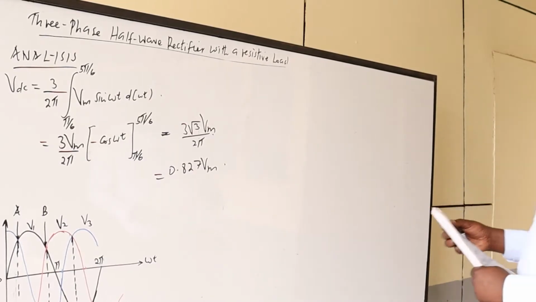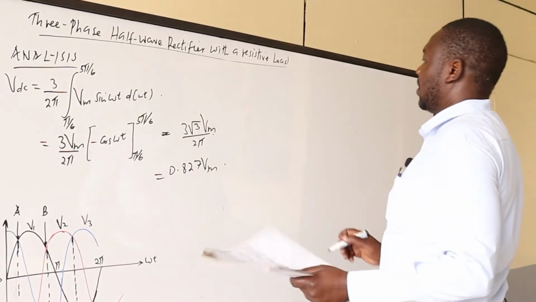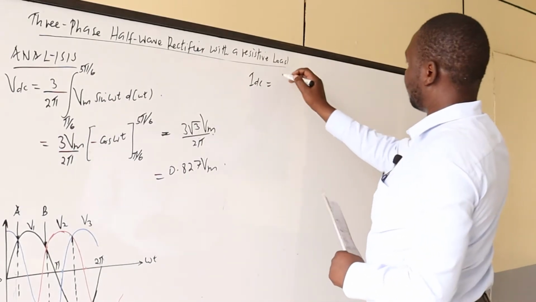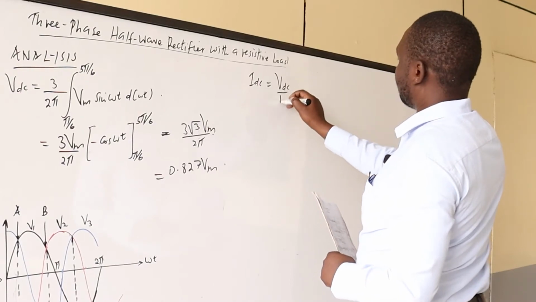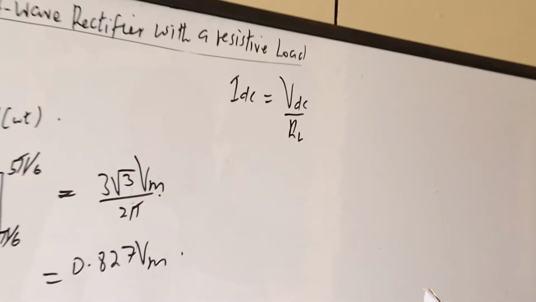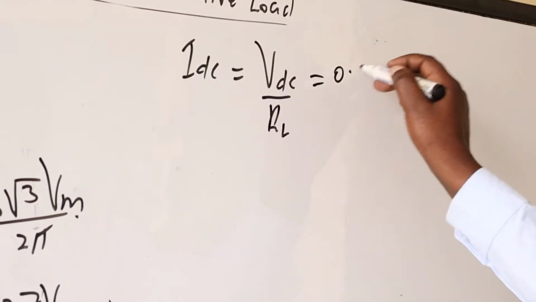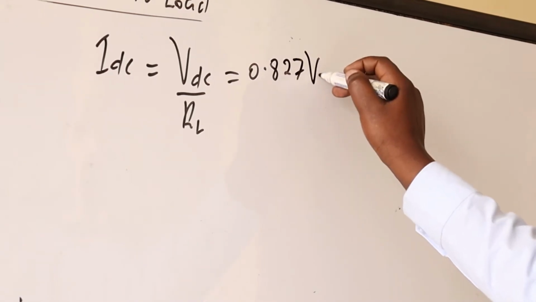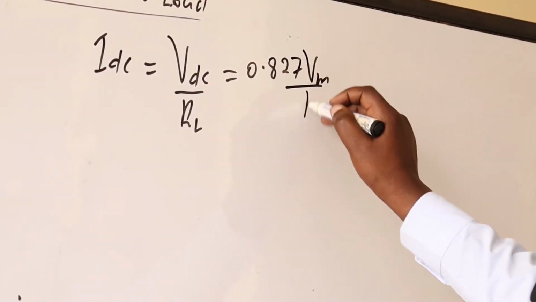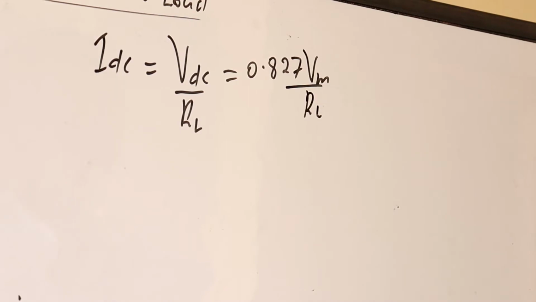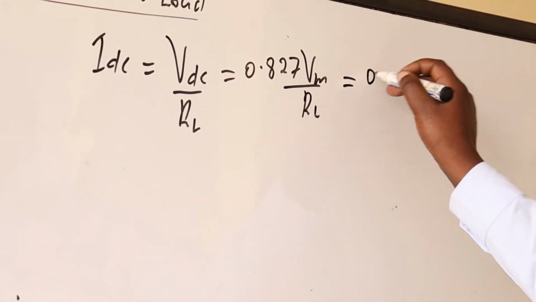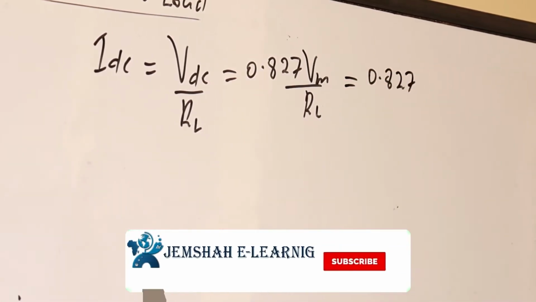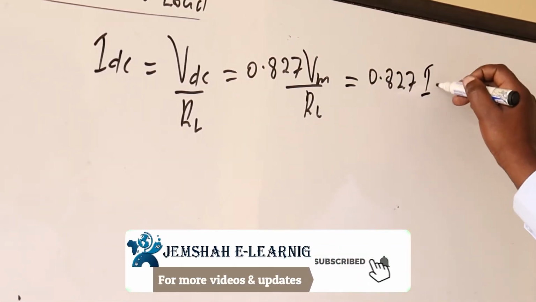So we can also get the IDC. IDC will be VDC divided by our load resistance. So you can have 0.827 Vm all over RL. So you can simplify as 0.827 Vm divided by RL, you can get Im.